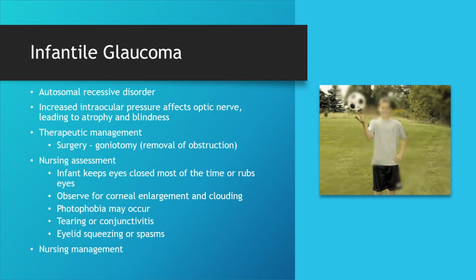Unlike adult glaucoma, in which medical management is that first step, infantile glaucoma is focused on that surgical intervention. Several surgeries may be needed for correction. The main goal of nursing care is post-op care and family education. Post-op care is going to focus on protection of that surgical site.